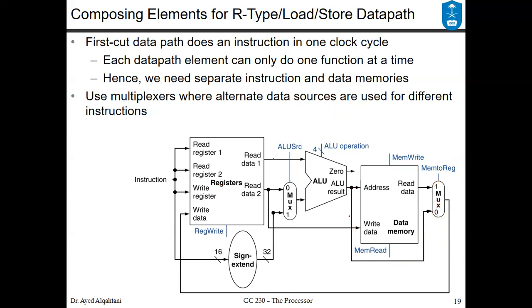If your instruction is load, then the load will have the memory to register equal to 1, which means that you get the data read from the data memory and you write it back to the register file. Now notice in store, if your instruction is a store, you don't write anything back. In store, you have an address and you also have the data coming from the second operand here, and you store it inside the data memory.